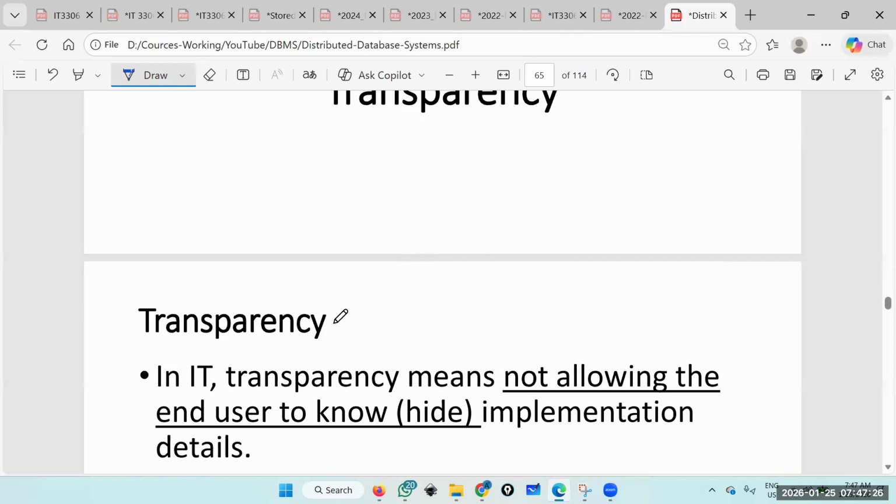If you need to worry about it, that is additional overhead. So therefore, what we need is to hide it, right? Here transparency means hide it. Transparency is a good thing because hiding means we don't need to worry about that. That means it's handled by the DBMS.